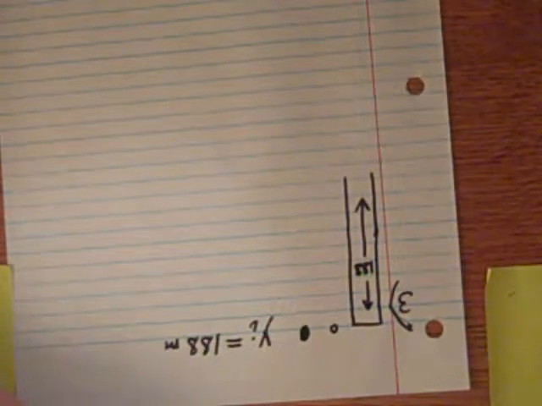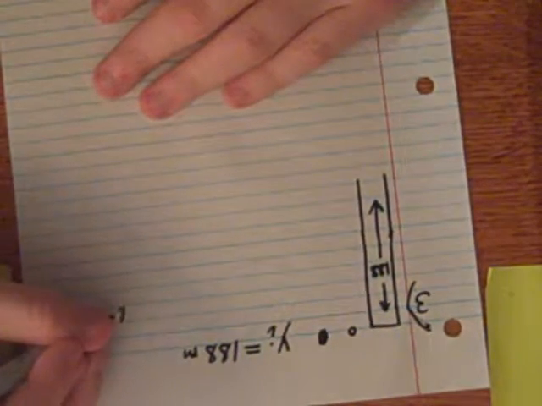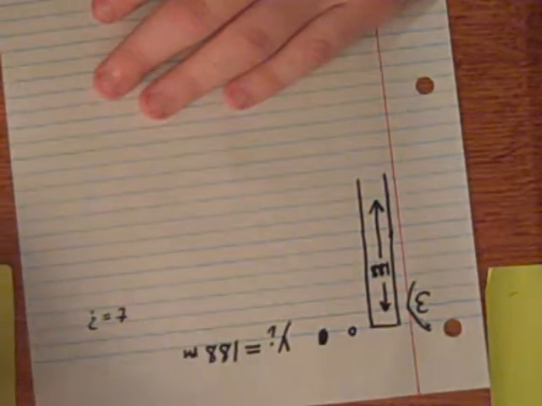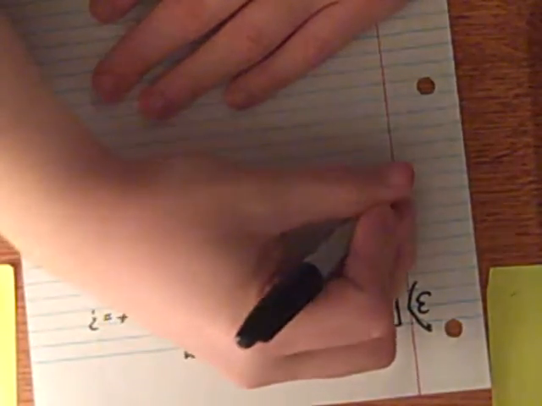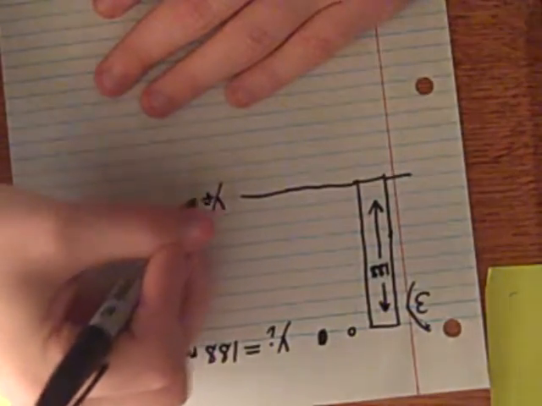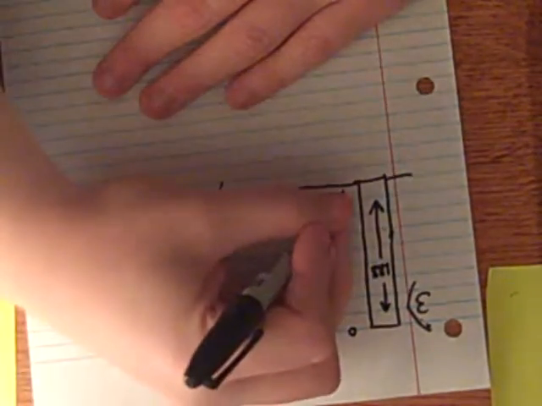And it wants to know how long it's going to take for the ball to hit the ground. So what is T? Well, obviously if it hits the ground, then y final must be 0.